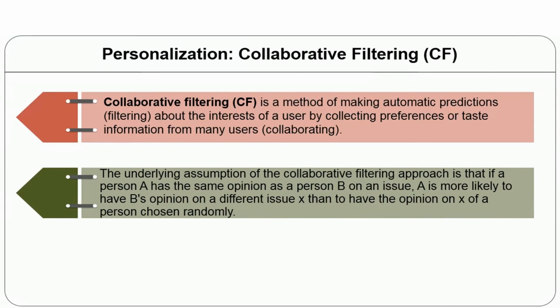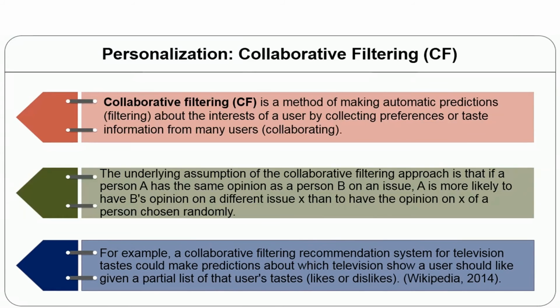The underlying assumption of the collaborative filtering approach is that if a person A has the same opinion as a person B on an issue, A is more likely to have B's opinion on different issues than to have the opinion of a person chosen randomly. That means if many people have a similar approach, their opinions also may be the same.